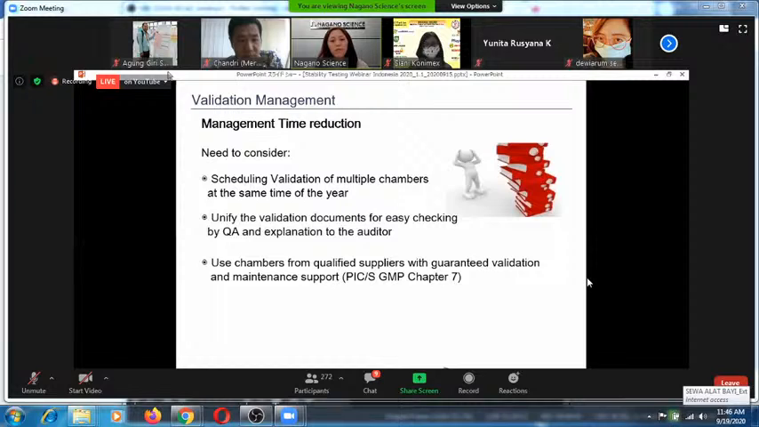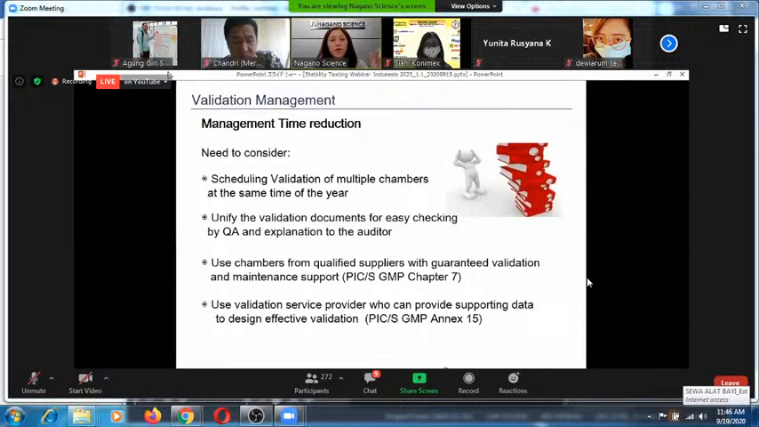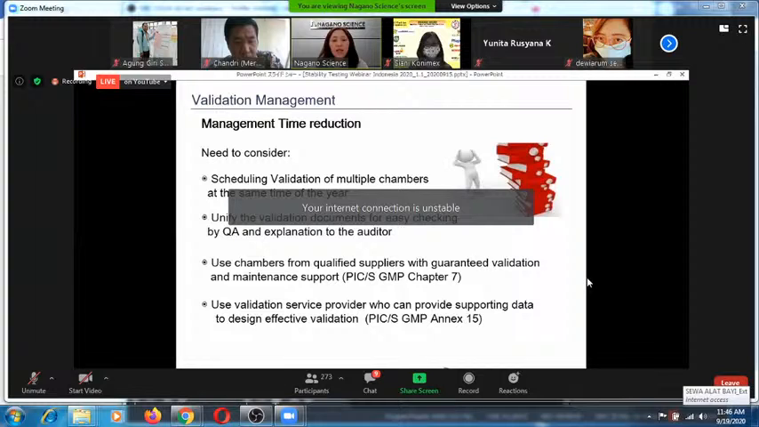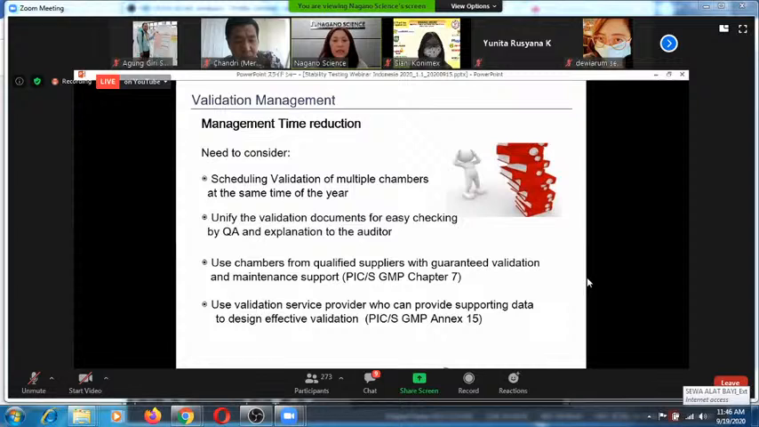Use the chamber from qualified suppliers. Need validation and maintenance support is also important to save your time management. The validation service provider can provide supporting data to design the effective validation. So in this case, you have to consider what is written in the PICS GMP Chapter 7.